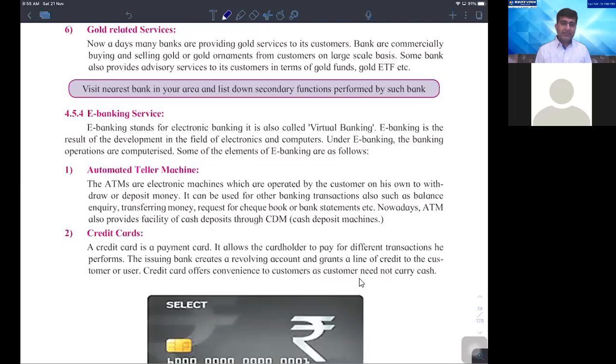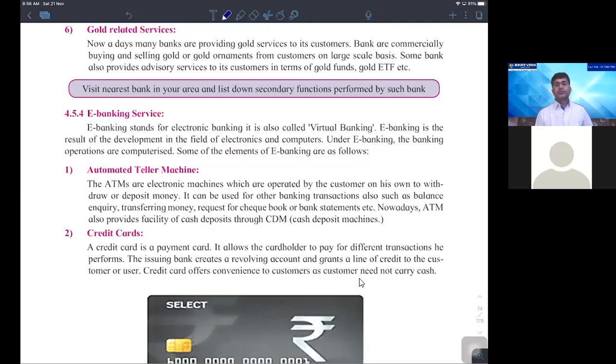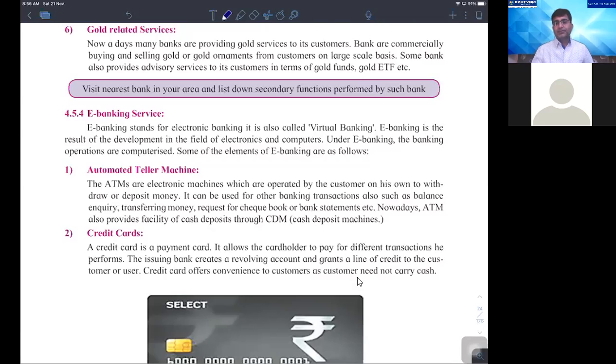You've talked about primary functions and secondary functions. The next part that we have to talk about is the e-banking services, and that e-banking services will be continuing on Monday. म्हणजे सोमवारी पण आपला लेक्चर आहे बर का.